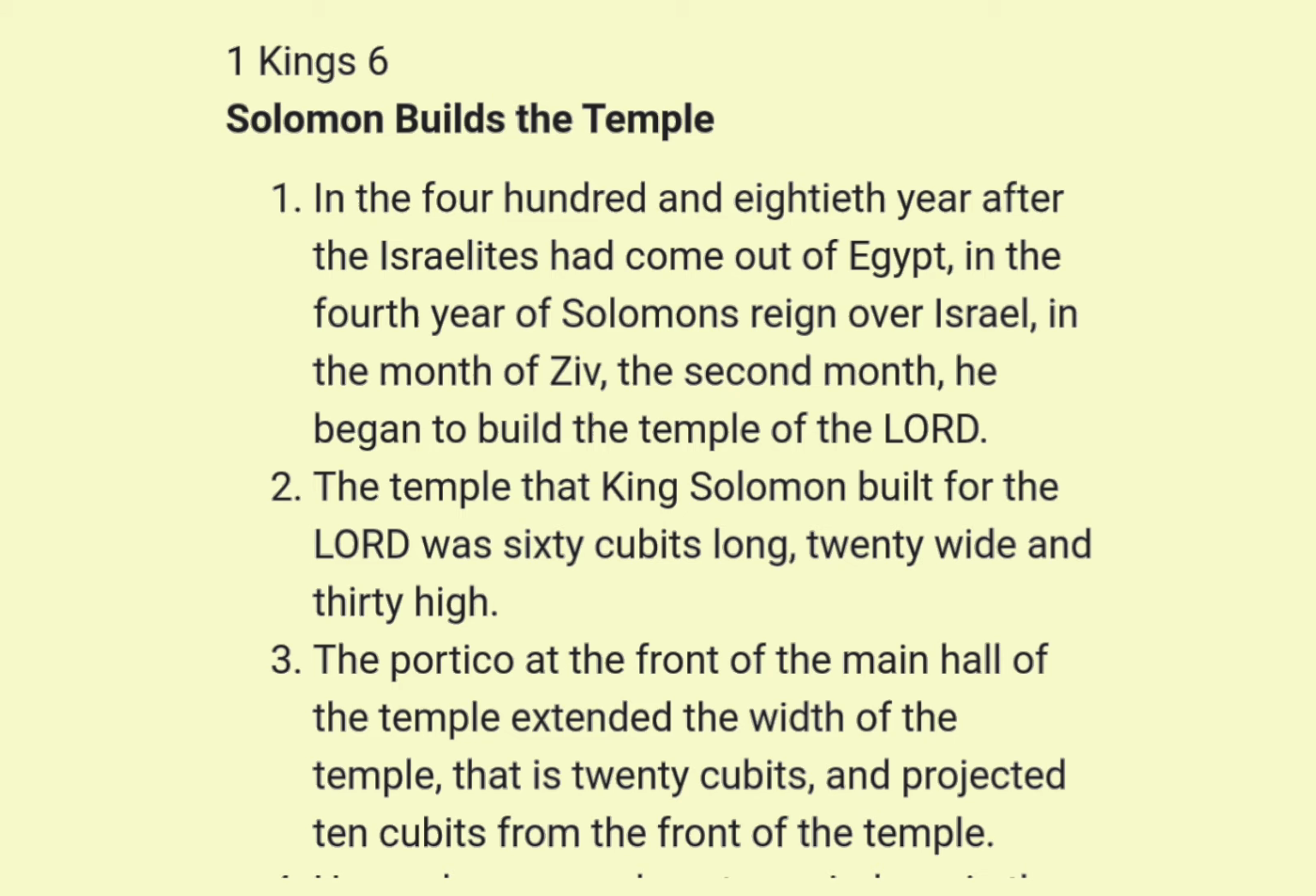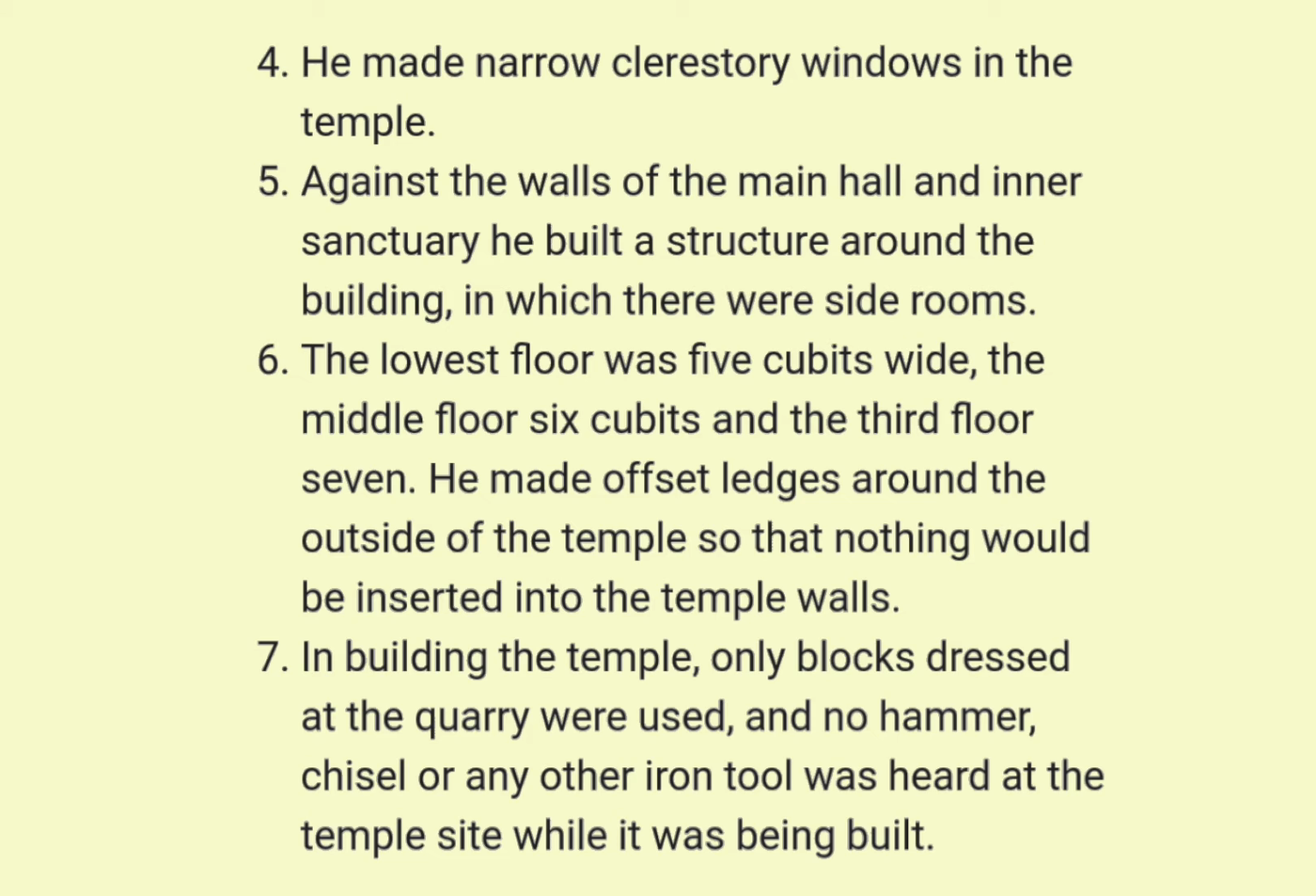The portico at the front of the main hall of the temple extended the width of the temple, that is, 20 cubits, and projected 10 cubits from the front of the temple. He made narrow clerestory windows in the temple.